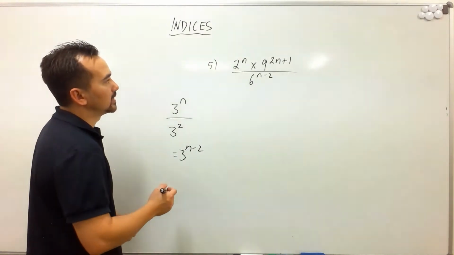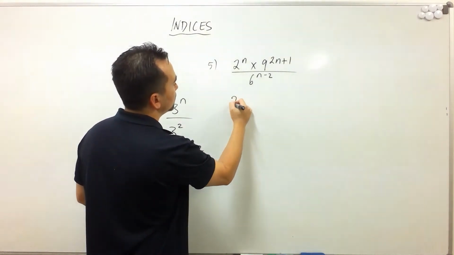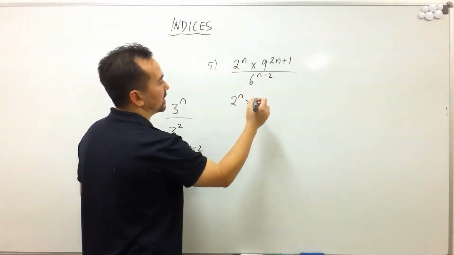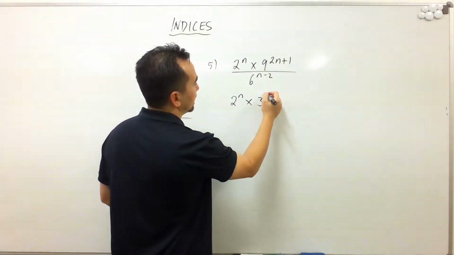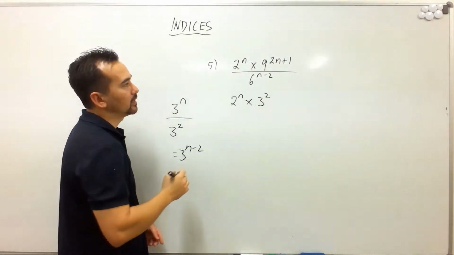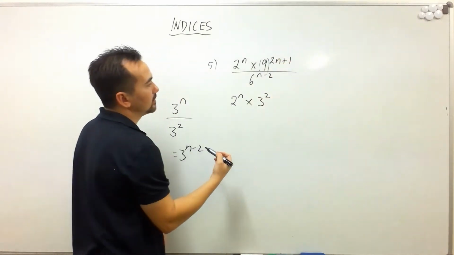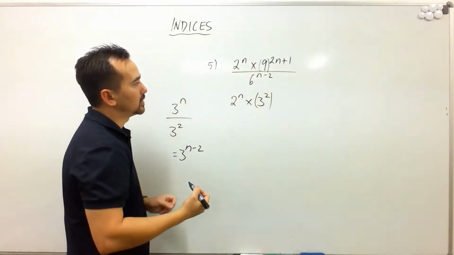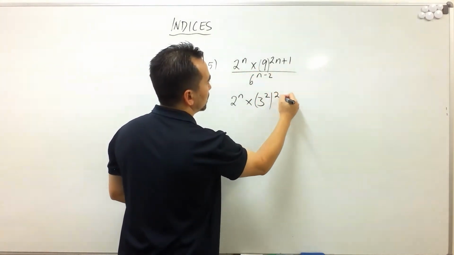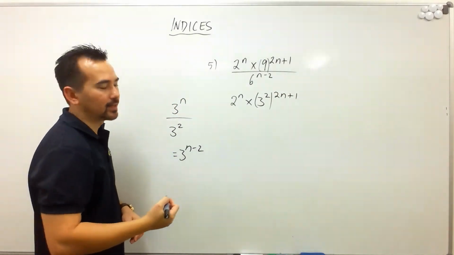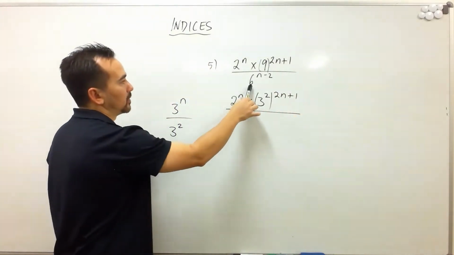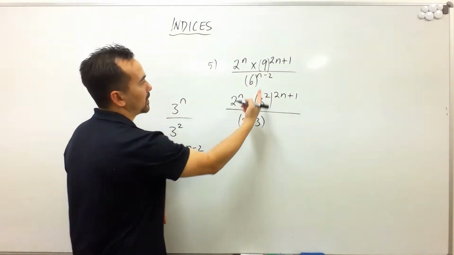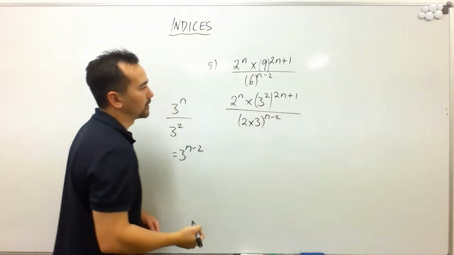The first thing I'm going to say is we could do 2 to the power n times, I'm going to change this 9 into a 3 and say 9 is the same as 3 squared. Okay? So if I put brackets around this 9 and brackets around this 9, you can see that that 9 represents this 3 squared. And my power is 2n plus 1. Okay? And likewise, I could do the same with a 6. The 6 is the same as 2 times 3. And my power is n take away 2.